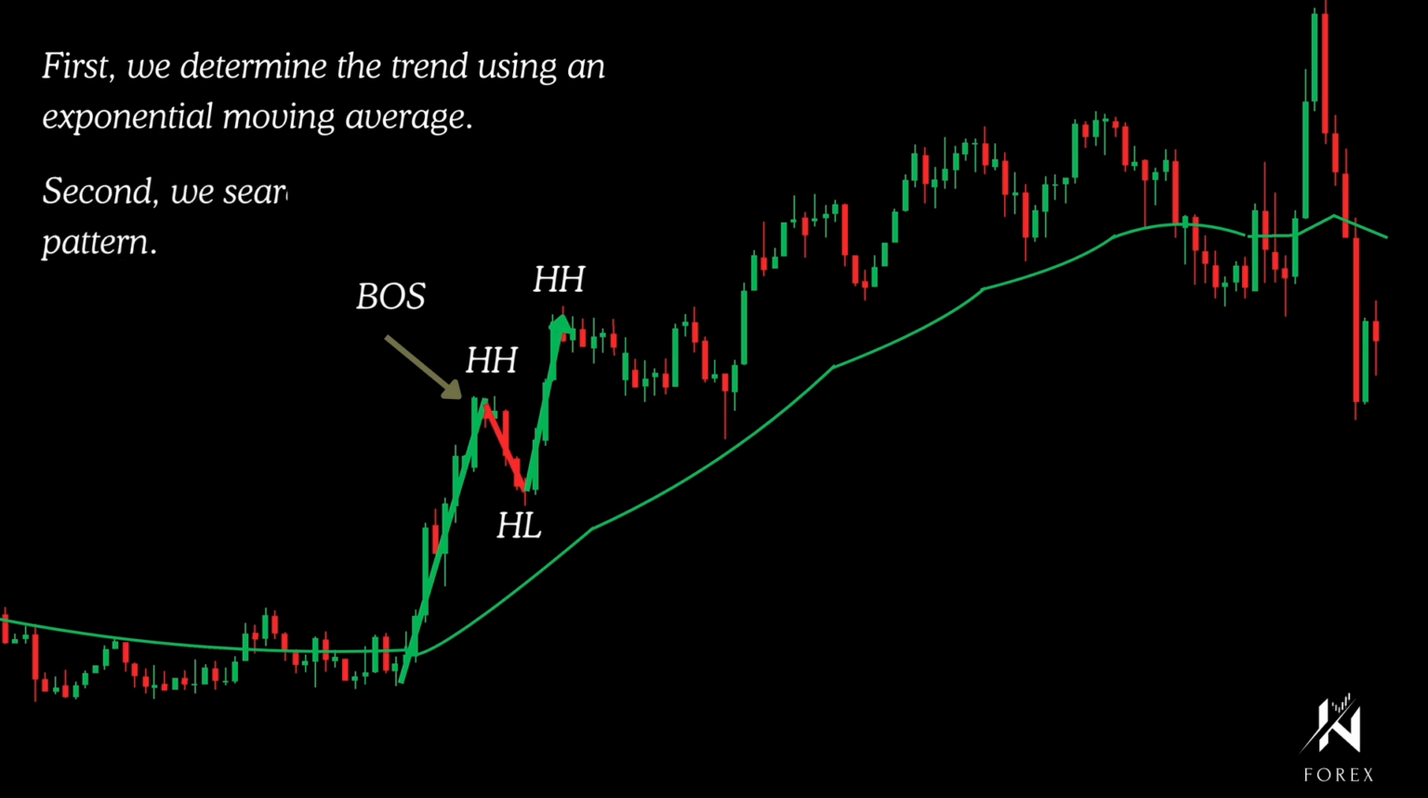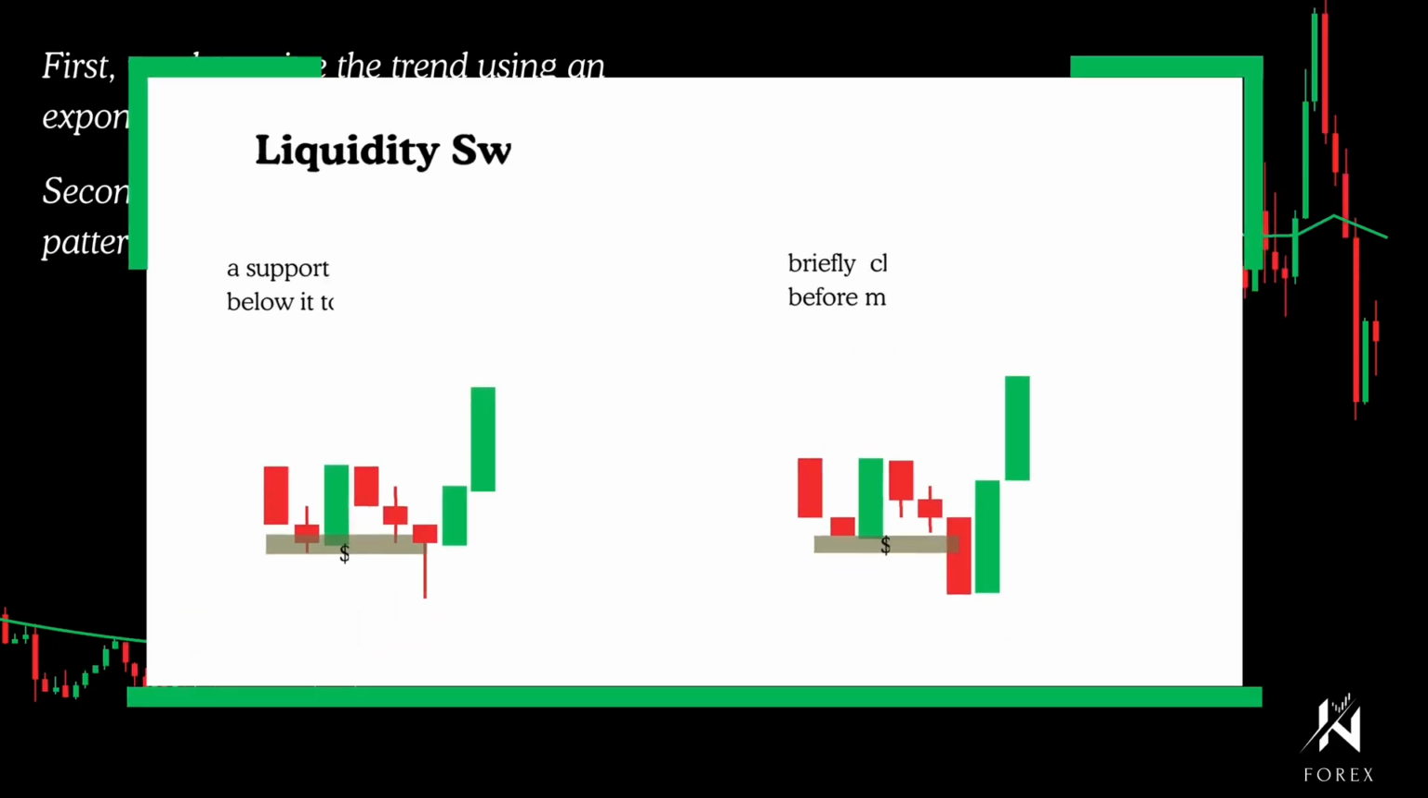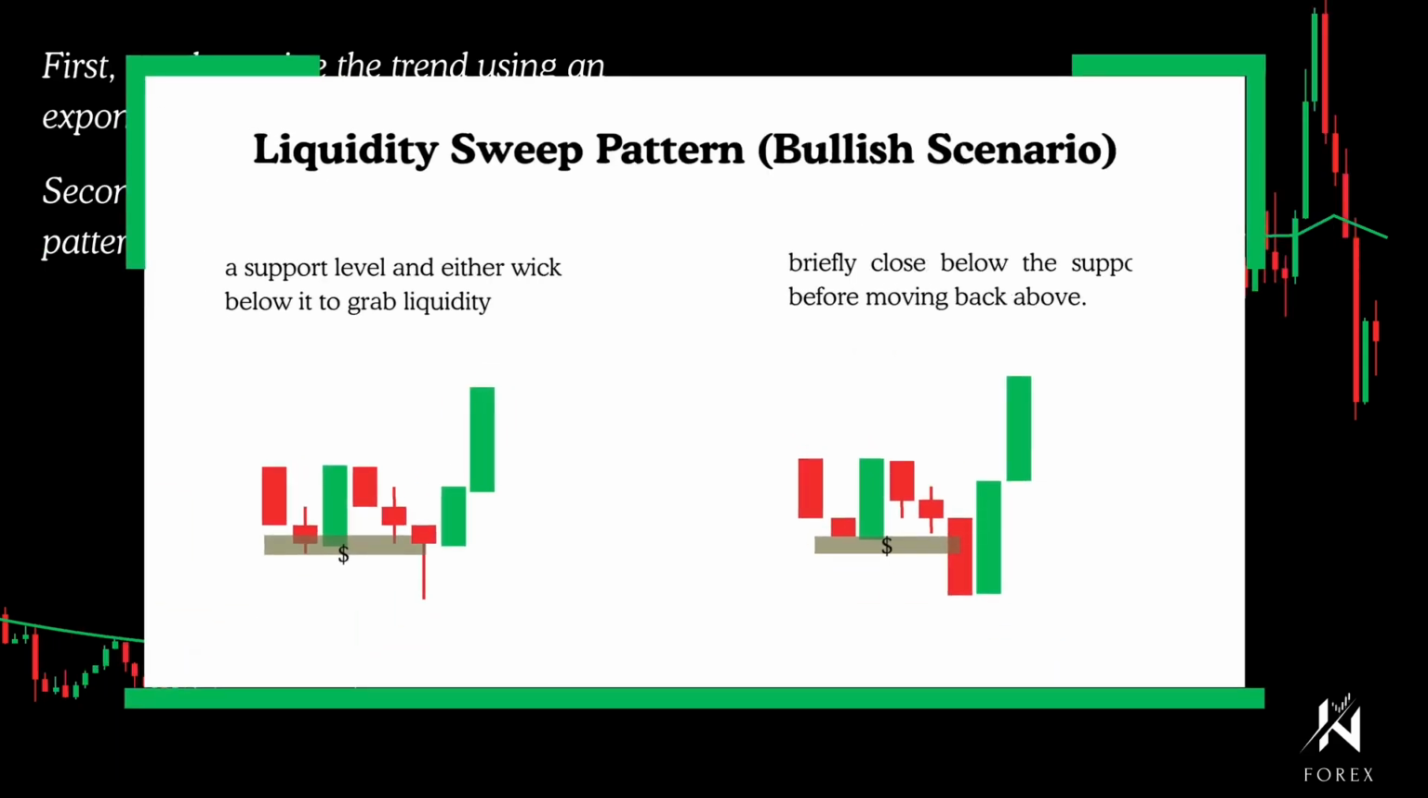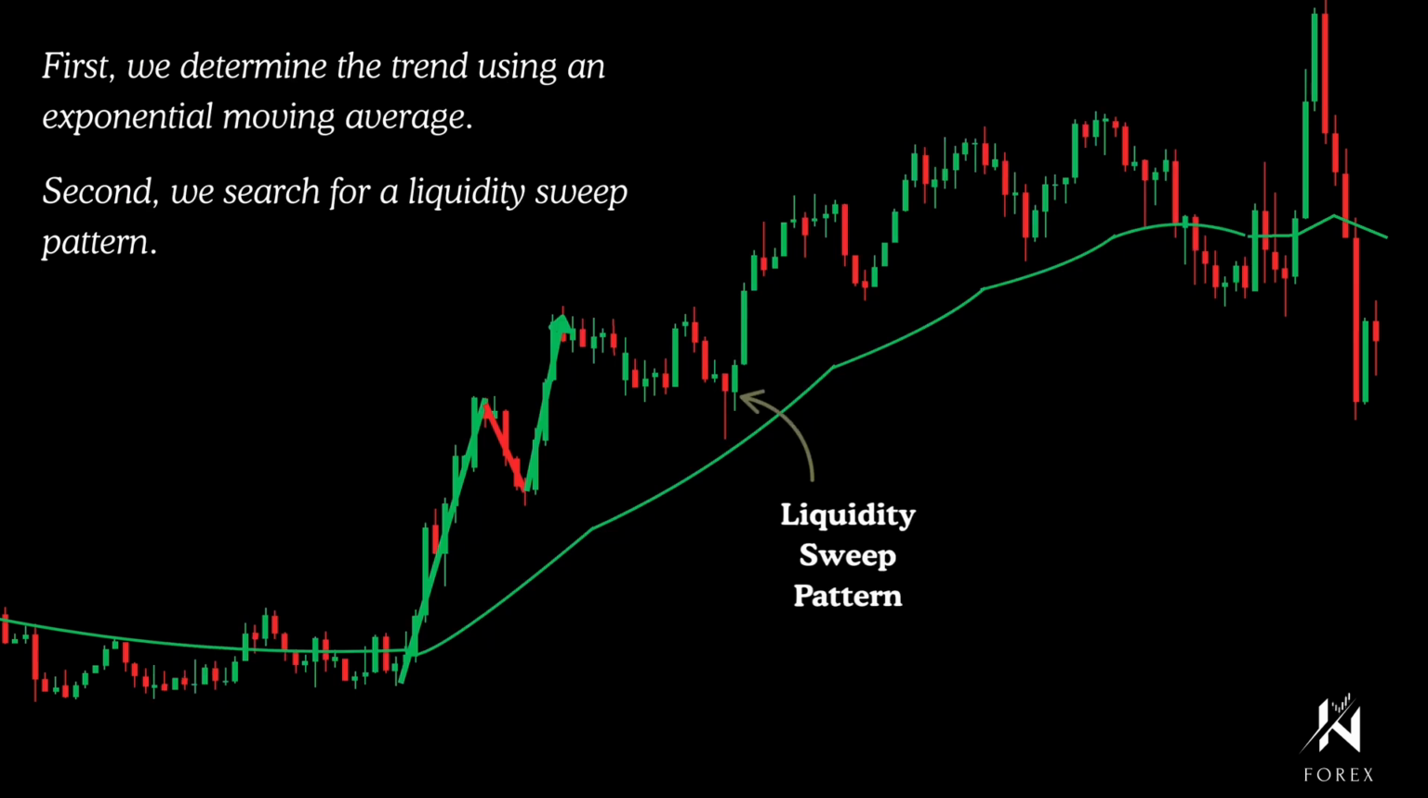In the second step, we search for a liquidity sweep pattern. This means waiting for the price to form a support level and either wick below it to grab liquidity or briefly close below the support before moving back above. See how the market created support and triggered a liquidity grab with this long wick candlestick.